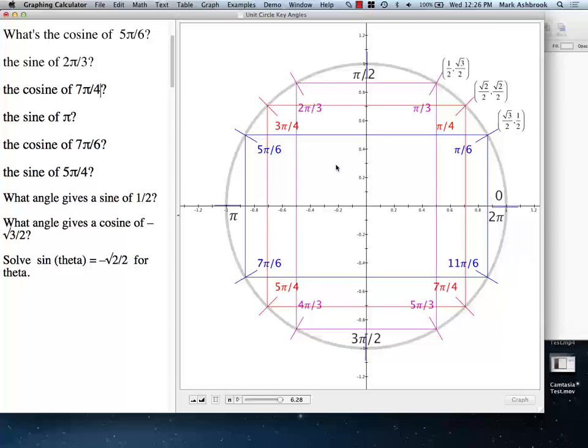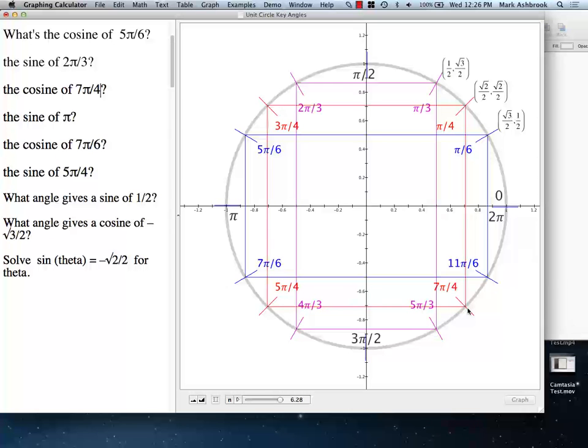Daniela, the sine of 2 pi over 3. Okay, negative square root of 3 over 2. Positive, right? So that's the vertical distance. It's going to be the same as that right there, 0.866 or radical 3 over 2. Cosine of 7 pi over 4.